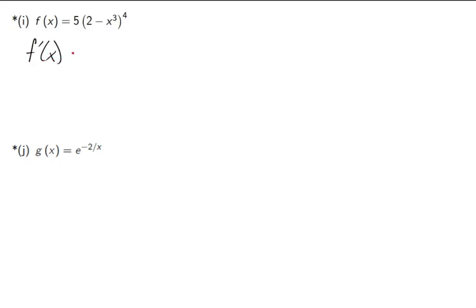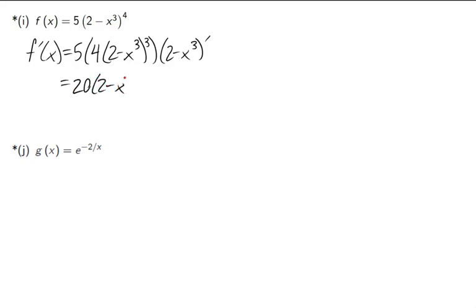For this one, we've got a 5 in front, and we've got a u to the 4th. The derivative of u to the 4th is 4u cubed times the derivative of the inside. By the way, every time I say the derivative of the inside, if you feel fine with it, just say the derivative of u. That works also. Cleaning this up a bit, I get 20 times 2 minus x cubed cubed. And the derivative of the inside, the 2 goes away, and I get negative 3x squared. That's it. We'll leave it at that.